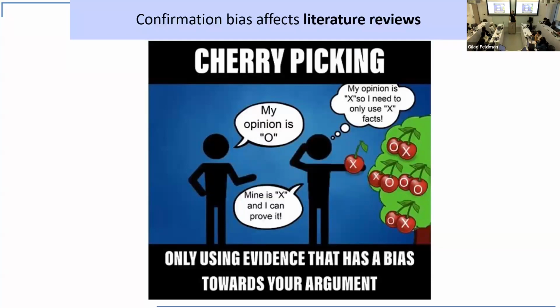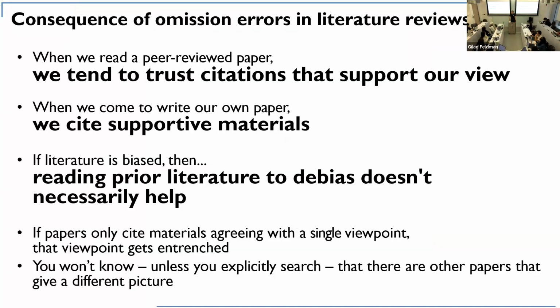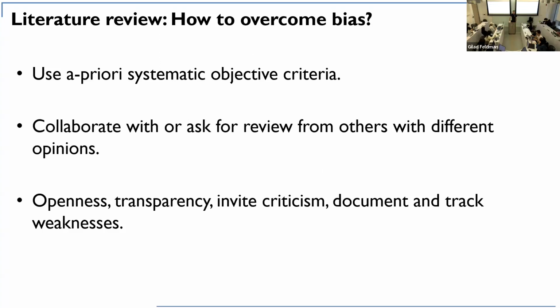So cherry picking in literature reviews is a really serious problem. The consequence of all these omission errors is that we tend to trust the citations that support our views. We cite our supportive materials, but we never cite somebody who's against us. Reading the prior literature doesn't really help you in this case. It doesn't debias you. If anything, it just confirms whatever you've held before.